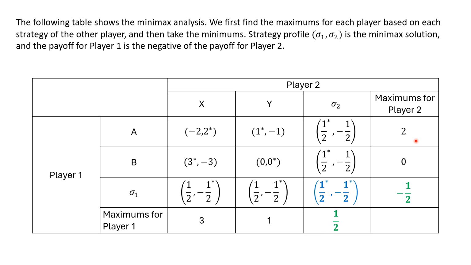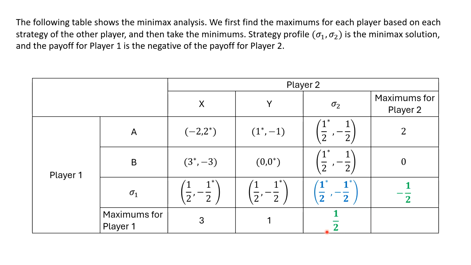Then we can do the same thing for player 2. If player 1 plays A, the best player 2 can do is 2. If player 1 plays B, the best player 2 can do is 0. And if player 1 plays the mixed strategy sigma sub 1, player 2 doesn't care. They're going to get a -1/2. So we put that here. And then we take the minimum of the maxes, so that would be 1/2 and -1/2.